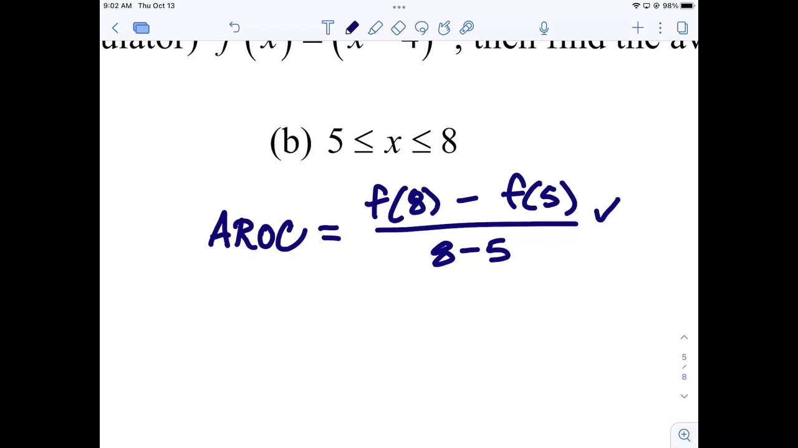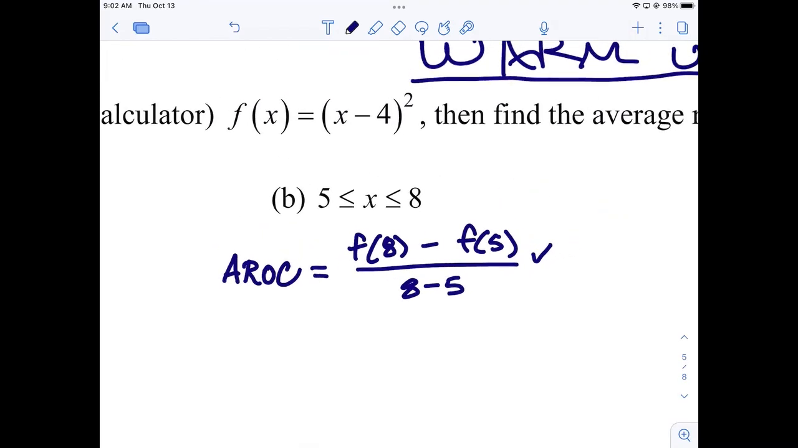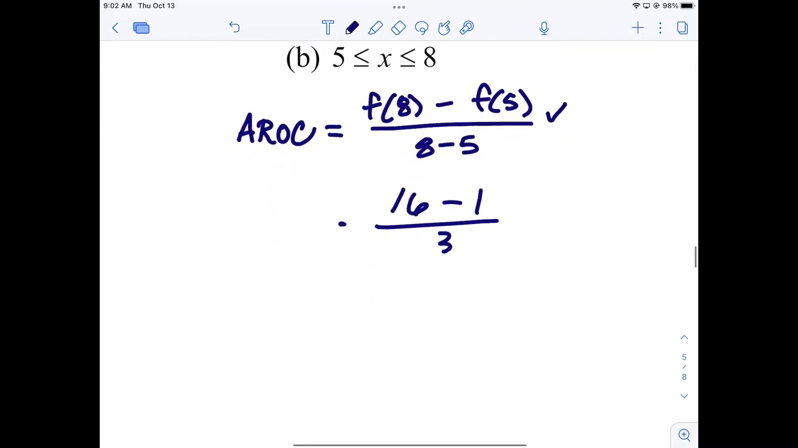Check, okay? Now, to figure out f of 8, we plug it back in way up here, and we get 16. We plug in a 5, and we get 1. In the bottom, we get 3, so we get 15 thirds, which is also known as 5. And again, notice the notation here. We have A-ROC equals, and once I set up an equation, I have to keep it an equation all the way through.